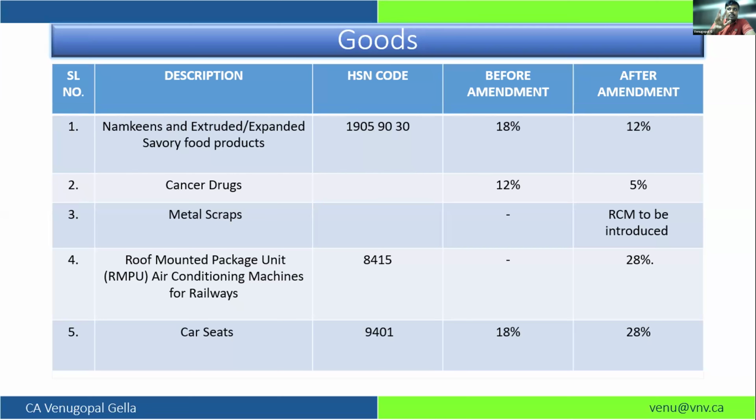It may appear to you plain and simple. Ha, ye to rate change 18 se 12 ho gaya. It's okay. But you also have to see if you fit into any of these categories, what you are seeing on the screen. It is not as simple as you think about the change on an as-is basis.